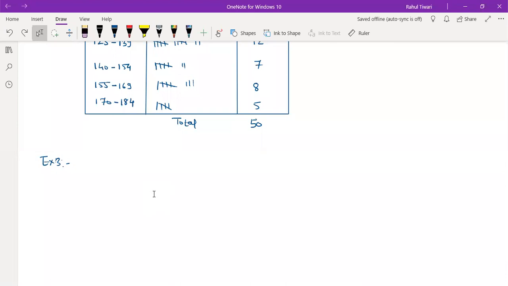Shivam, 62.2 or 7? 62.7, yeah, correct. Okay, so I think most of them got the data. Now we need to go with the solution of this.